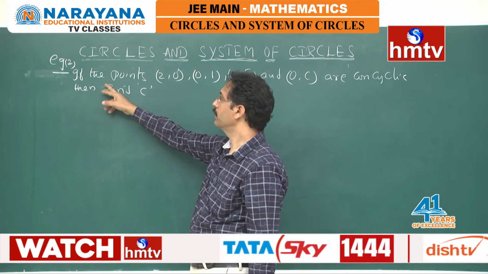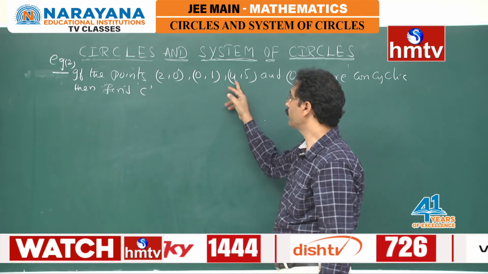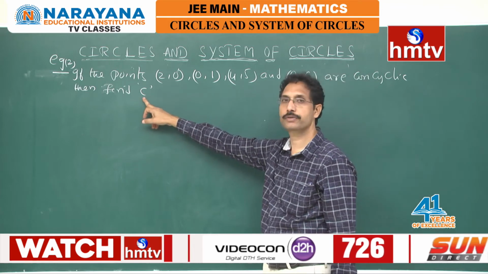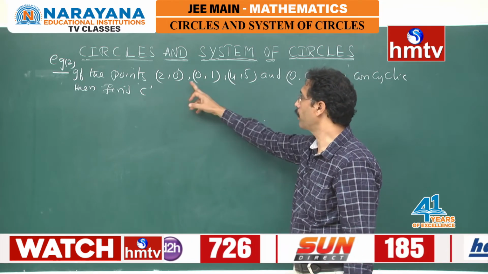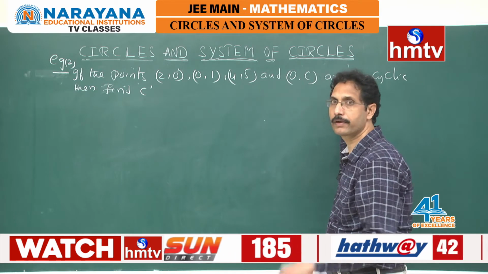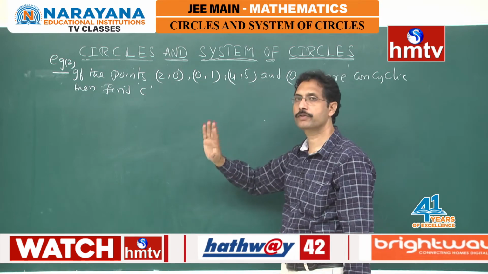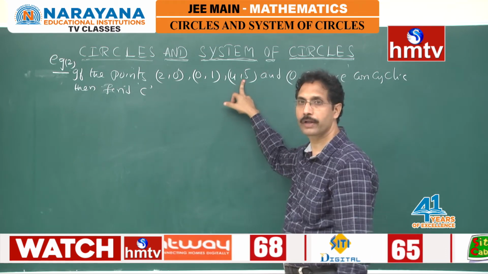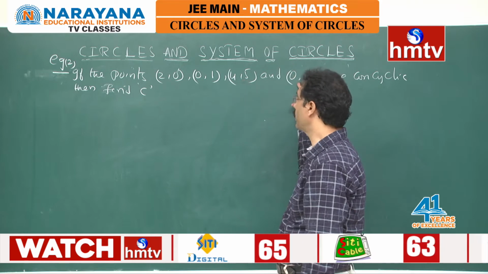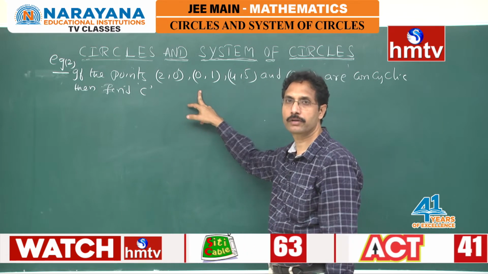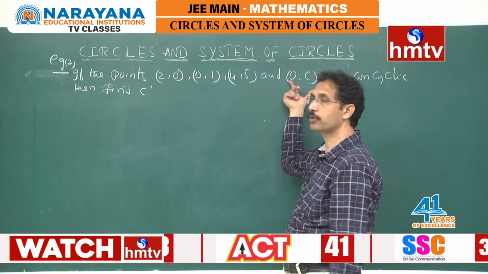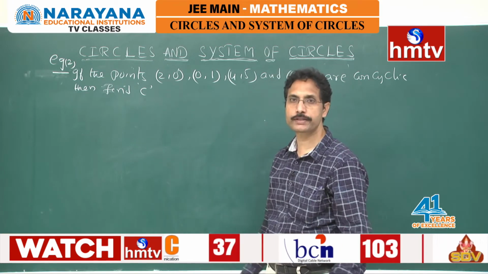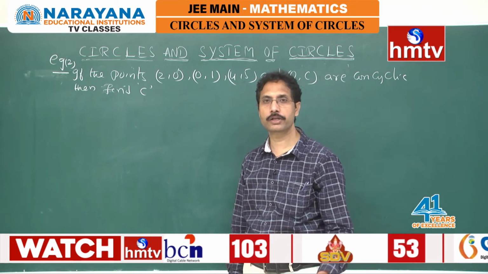The first example: if the points (2, 0), (0, 1), (4, 5) and (0, c) are concyclic, then find the value of c. Here four points are given and they are concyclic. Whenever you get a problem like this, first we will find the equation of the circle passing through three of these points. Then we will check whether the fourth point satisfies that equation or not. If it satisfies, then we can say that they are concyclic. So to do this, we will go ahead with an algebraic approach.